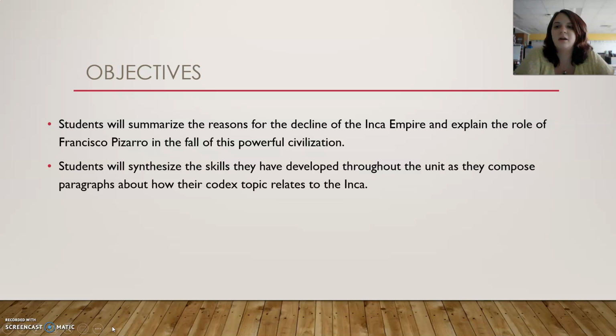Our objectives for today are to summarize the reasons for the decline of the Inca Empire, explain the role of Francisco Pizarro in the fall of this powerful civilization, and synthesize the skills that you've developed throughout the unit and compose paragraphs about how the Codex topic relates to the Inca.